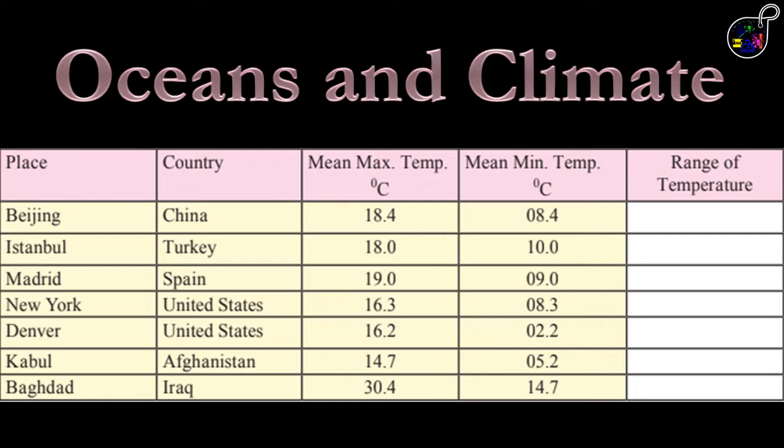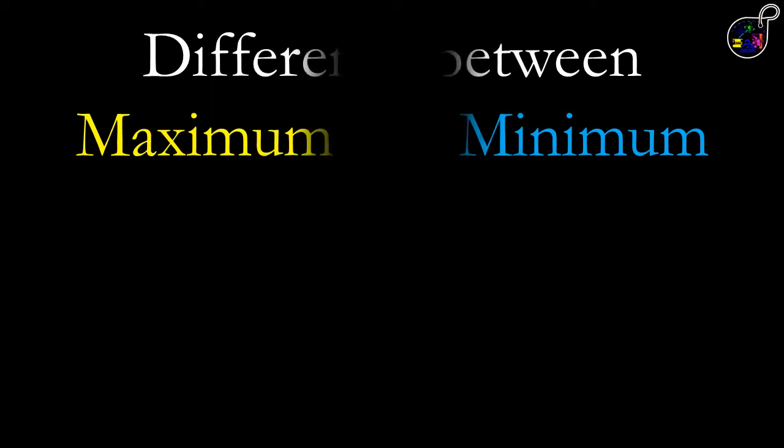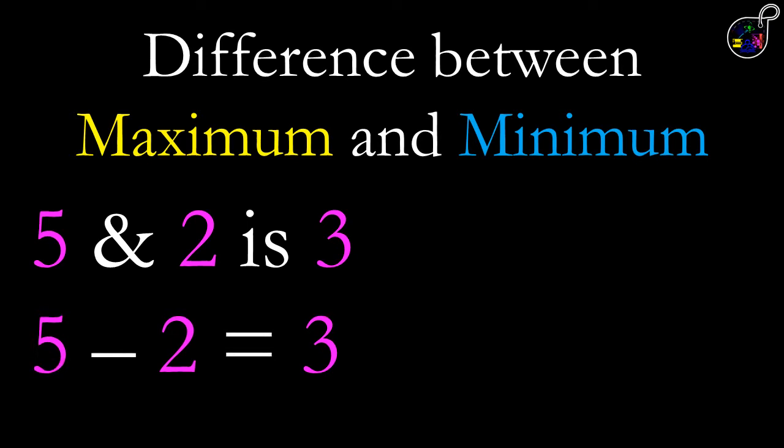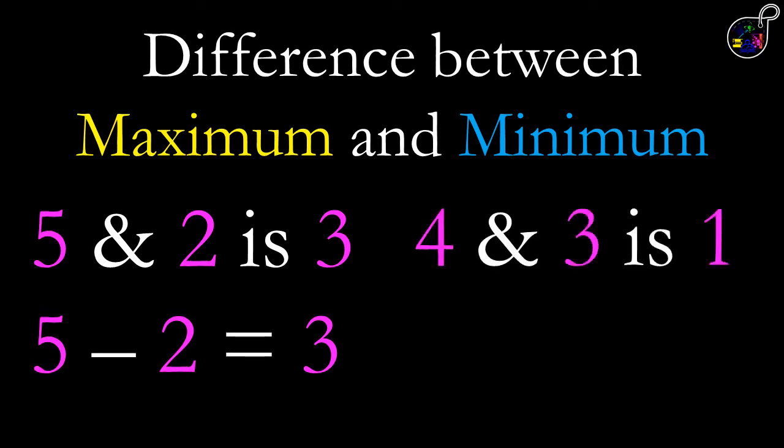So let us fill the fifth column. What do we need to write there? Let us see some calculations first. We need to write the difference between the maximum and the minimum temperature. Means the difference between 5 and 2 is 3, or 4 and 3 is 1. That means 5 minus 2 is equal to 3 and 4 minus 3 is equal to 1. So in this manner, we need to write the difference between those temperatures.